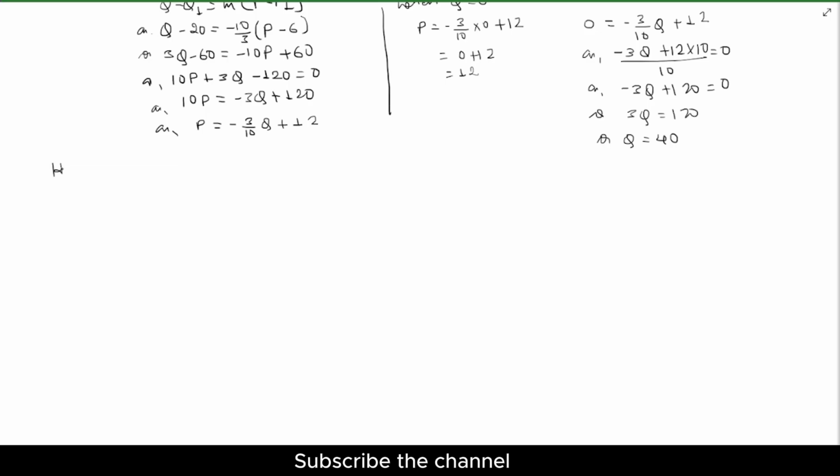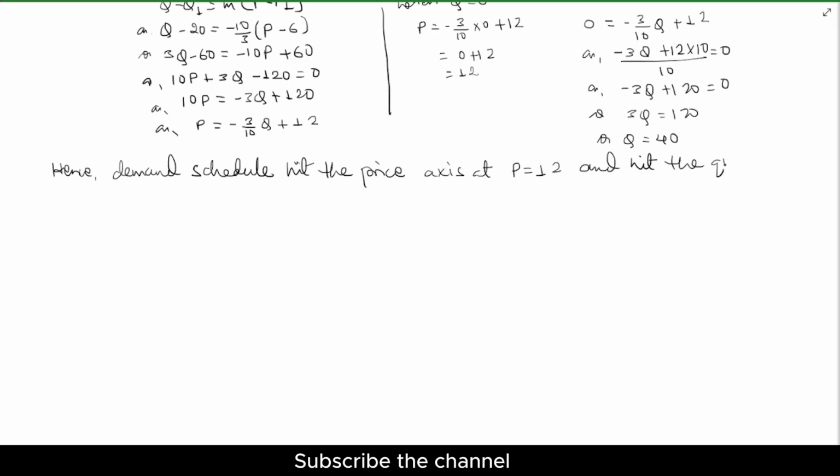Hence, what you can write is that the demand schedule hits the price axis at p equals 12, and hits the quantity axis at q equals 40.